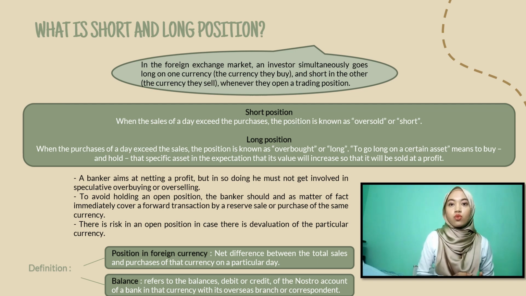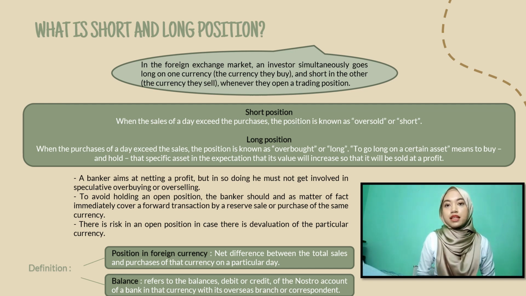Short position is when the sales of a day exceed the purchases. The position is known as oversold or short. Whereas for long position, when the purchases of a day exceed the sales, the position is known as overbought or long. To go long on a certain asset means to buy and hold that specific asset in the expectation that its value will increase so that it will be sold at a profit.